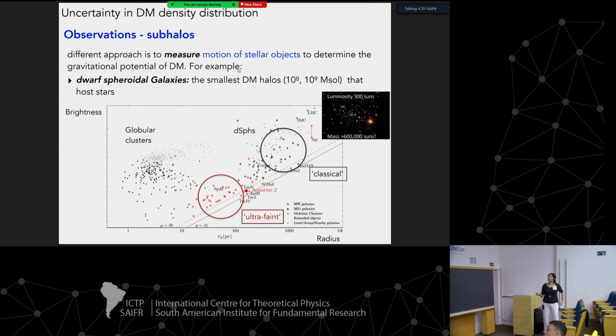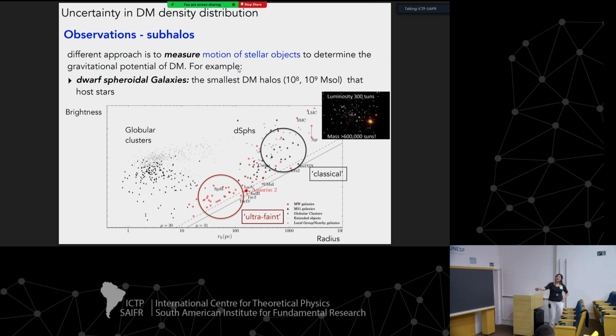How about observations? In galaxies and in clusters of galaxies, we know how to measure gas and stars, and we more or less know the gravitational potential. But as you go to dwarf spheroidal galaxies, this plot shows brightness versus the radius of the object. Here are dwarf spheroidal galaxies. They typically are 1 kiloparsec large. So-called classical dwarfs have thousands of stars. This is where dwarf spheroidal galaxies live.